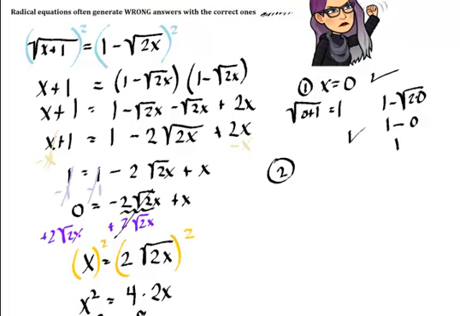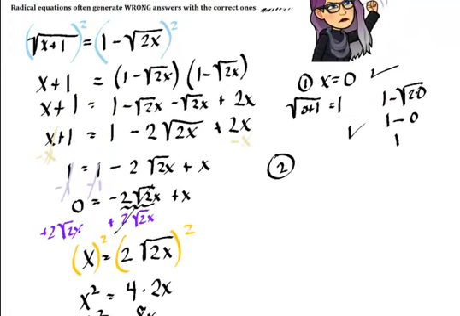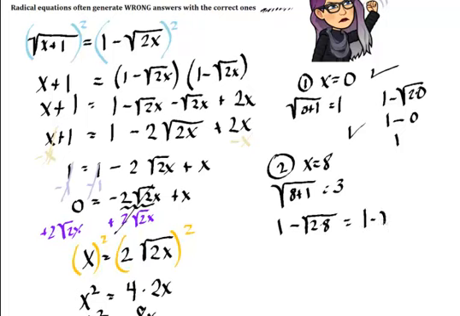Let's do number 2. Oh, what am I putting in? Forgot. 8. x equals 8. Square root of 8 plus 1. Well, that equals square root of 9, which is 3. Let's try the other guy. 1 minus the square root of 2 times 8. That equals 1 minus the square root of 16. That equals 1 minus 4 equals negative 3. You do not check out.